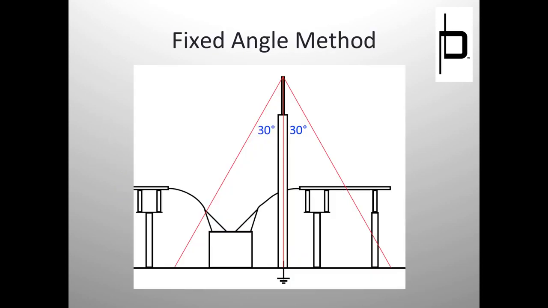So, all right, this is a quick illustration of the fixed angle method. Now, this is the simplest method that is in the IEEE 998 guide. And what it states is basically you can erect a shielding electrode. Now, what do I mean by shielding electrode? Shielding electrode means any object that you want to, or that it's safe to strike.